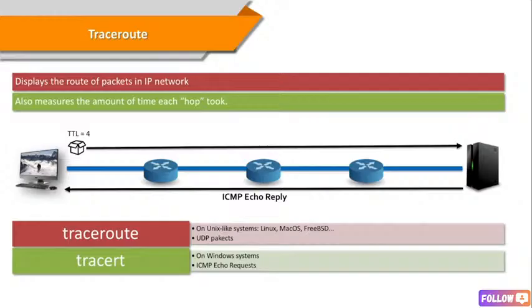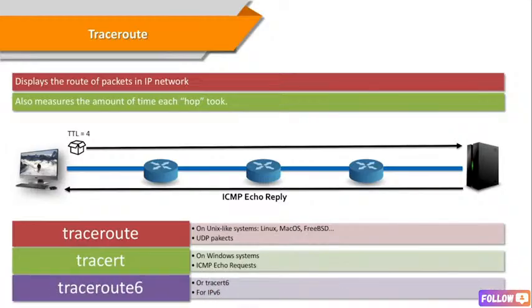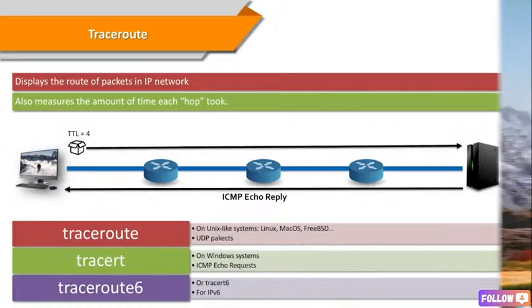In Microsoft Windows, it's named Tracert. In Windows, Traceroute sends ICMP echo requests instead of UDP packets. For IPv6, the tool sometimes has the name Traceroute 6 or Tracert 6. Let's look at how the traceroute command operates in our host machine and virtual machines as well.